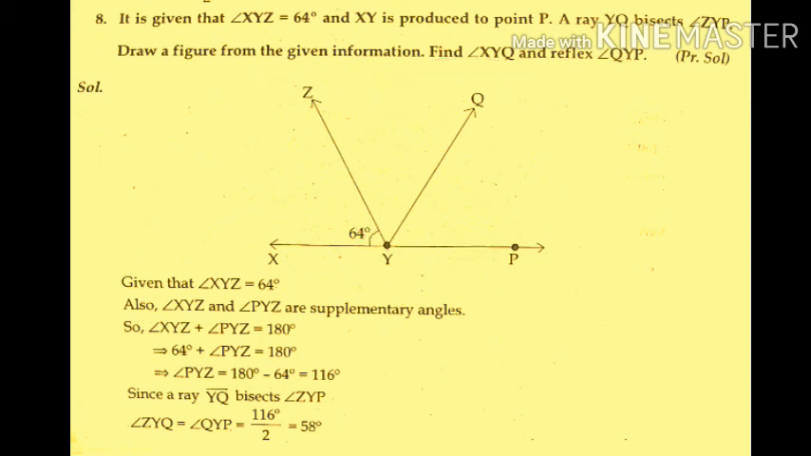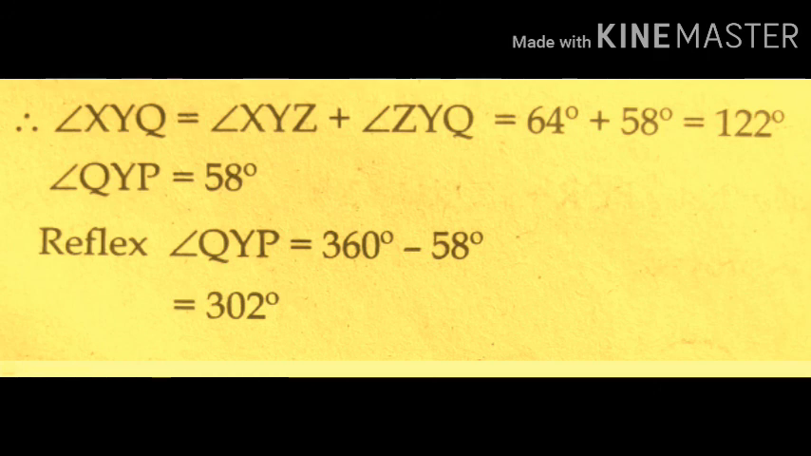Bisect means divided into two equal parts. Therefore, angle ZYQ is equal to angle QYP is equal to 116 degree by 2. After calculation, we get 58 degree. Therefore, angle XYQ is equal to angle XYZ plus angle ZYQ, that is equal to 64 degree plus 58 degree. After addition, we get 122 degree. Angle QYP is equal to 58 degree.